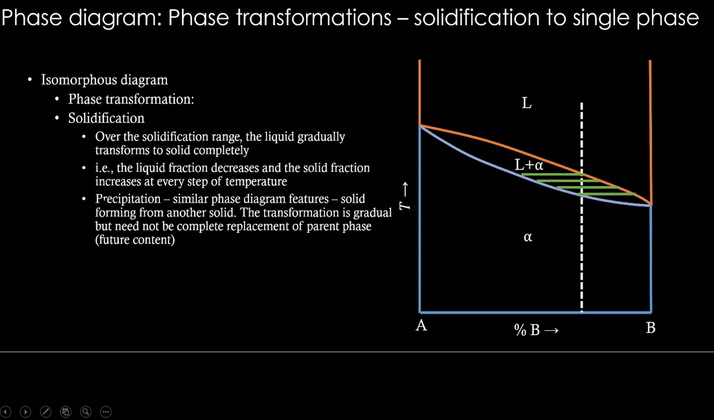There is one more transformation we will see, that is called precipitation. It has similar phase diagram features, but it is usually used for a solid forming from another solid. The transformation is gradual in that case also, but it need not be a complete replacement of the parent phase by the product phase. It may be a partial parent transforming to product, and the product is like a precipitate inside the parent phase. So we will see about that in detail in future.